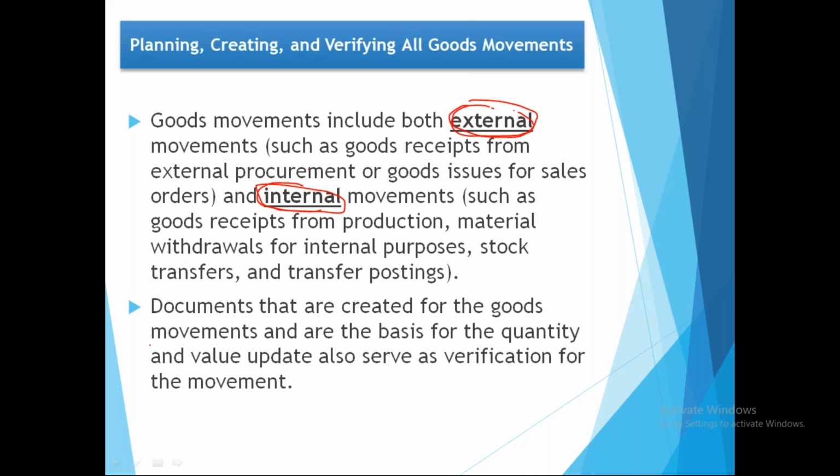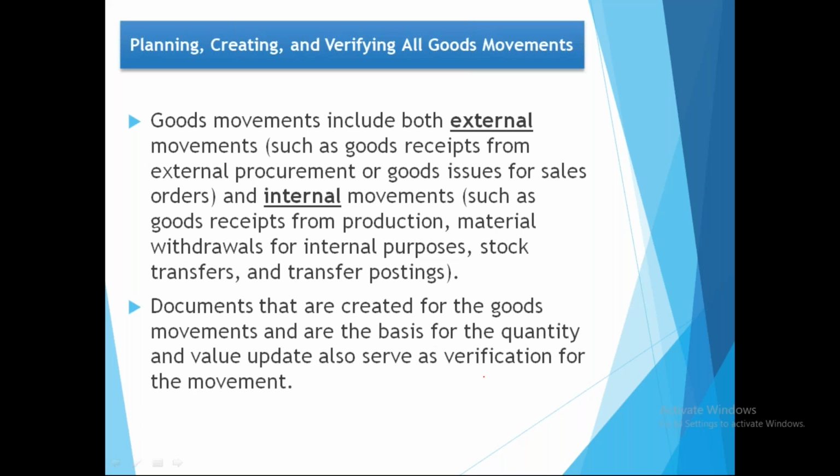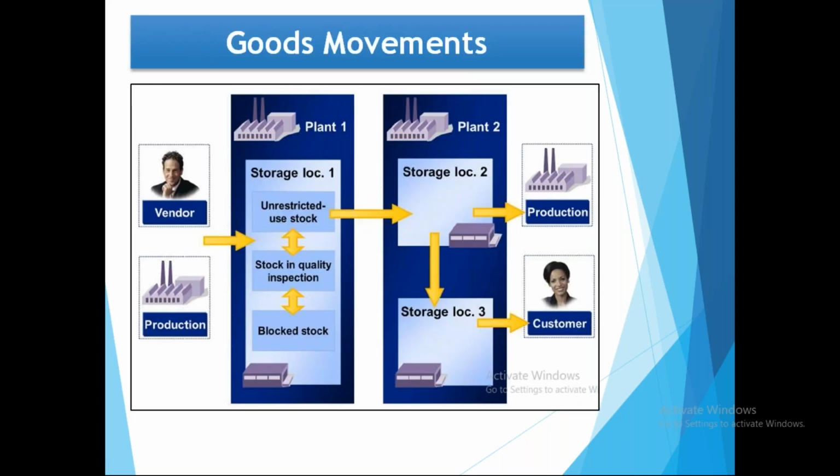Okay, now whenever you do a goods movement, the documents that are created for the goods movement are the basis for the quantity and value update and also serve as verification for the movements. So whenever you do a goods movement, there will be some documents created. Those documents you will use for further verification of the goods movement. Okay, this we will see in the system. When we go to the system, we will see this.